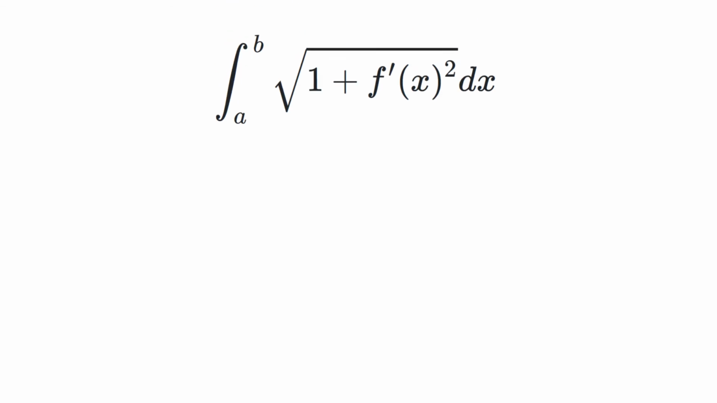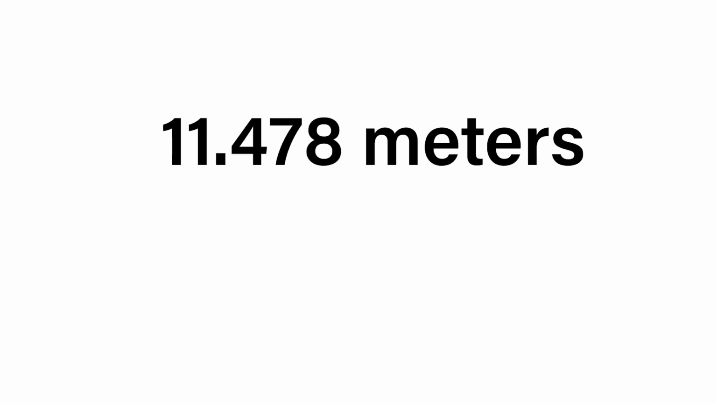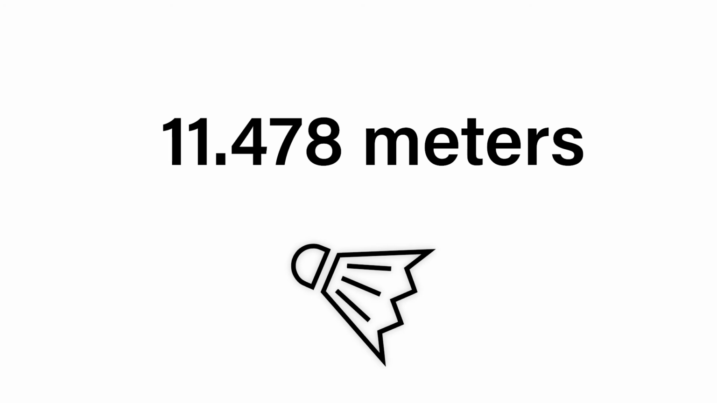The arc length of a parabolic arc is determined by the integral from a to b of the square root of 1 plus the derivative of the equation squared. The derivative of the equation is 1 minus 0.2x, which means the arc length is 11.478 meters. There you go. Just like that, we now have the length of the arc of the birdie, or rather, the point traveled after being hit by the racket.